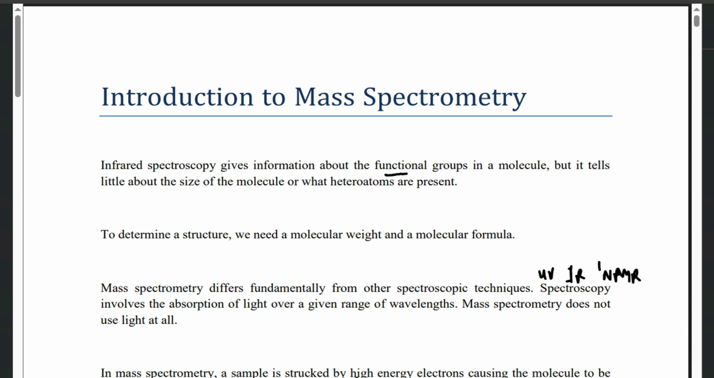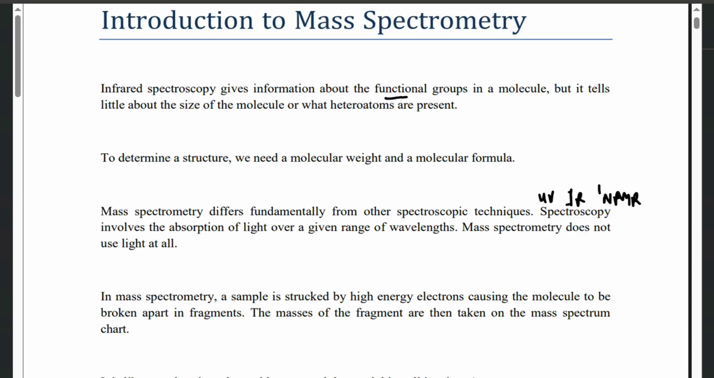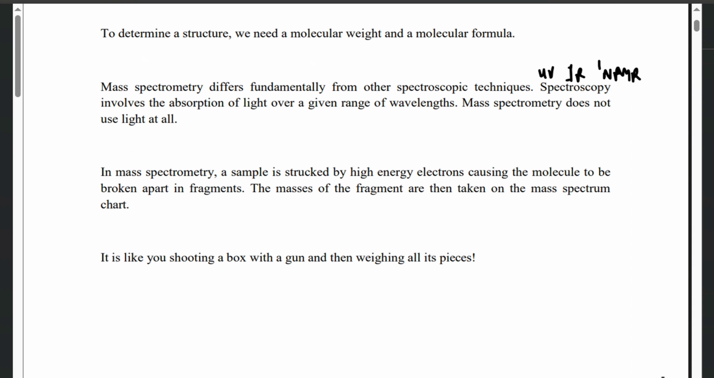Mass spec involves the bombardment of a sample molecule with high energy electrons. A sample is struck by high energy electrons, causing the molecules to be broken apart into fragments. The masses of the fragments are then taken on the mass spectrum chart. It's like shooting a box with a gun and then weighing all its pieces.